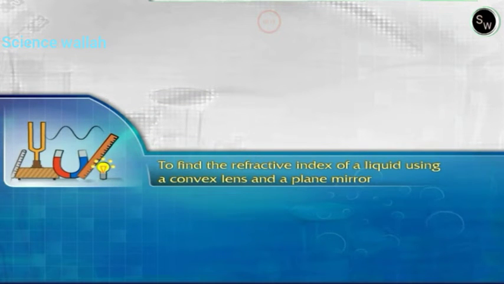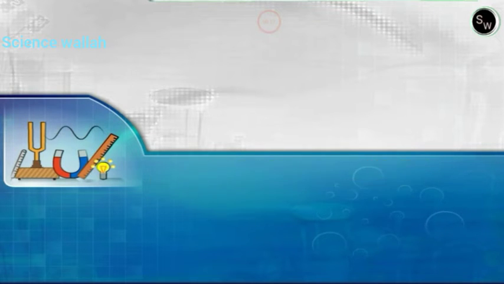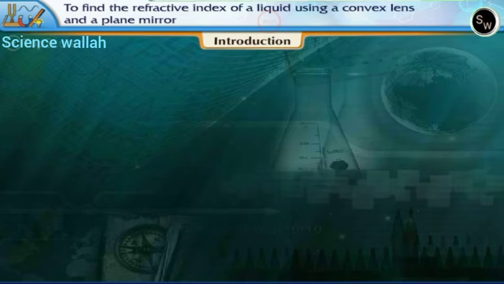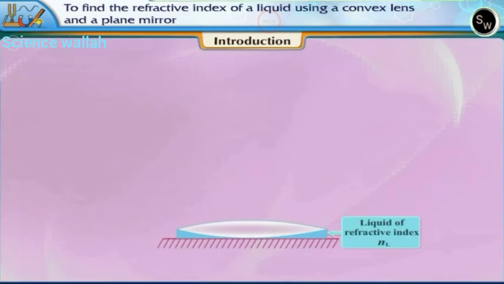Refractive index of a liquid using a convex lens and a plane mirror. Introduction. If a liquid of refractive index NL is put between a convex lens in contact with a plane mirror, a plano-concave liquid lens will be formed.